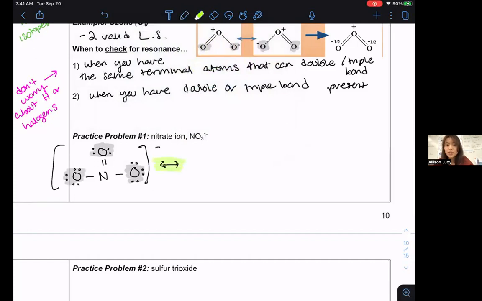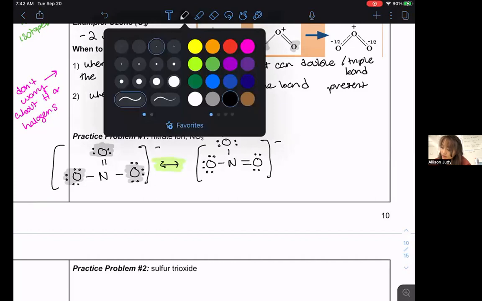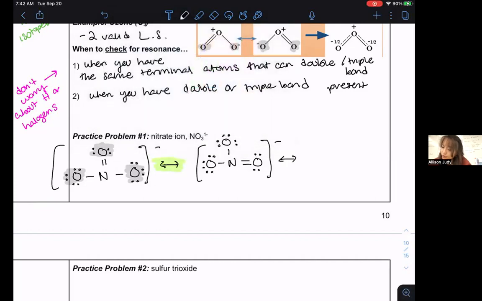for resonance, a double-sided arrow, a single line double-sided arrow. I could have had another resonance form, another version, where instead of my double bond being on the top oxygen, my double bond is on the right oxygen. Or again, maybe instead I could have moved my double bond. Instead of being on the right, I could have put it on the left. Notice all of them are easily determined by the Lewis structure rules when you follow them in order.